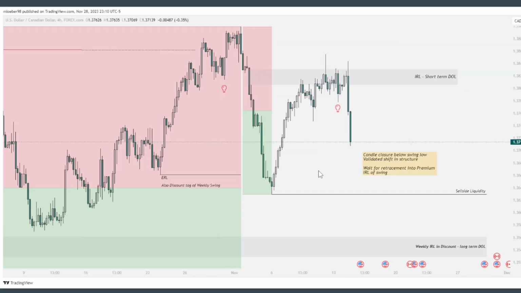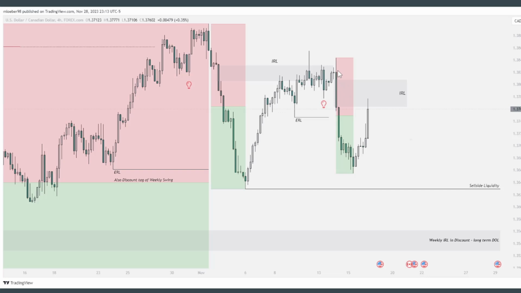Now, obviously, you guys know that wicks do the damage and the bodies tell the story. And as you can see, the bodies were being respected, closing inside of our internal range 4-hour bearish fair value gap. And we finally got that validated shift in structure with a candle closure below.